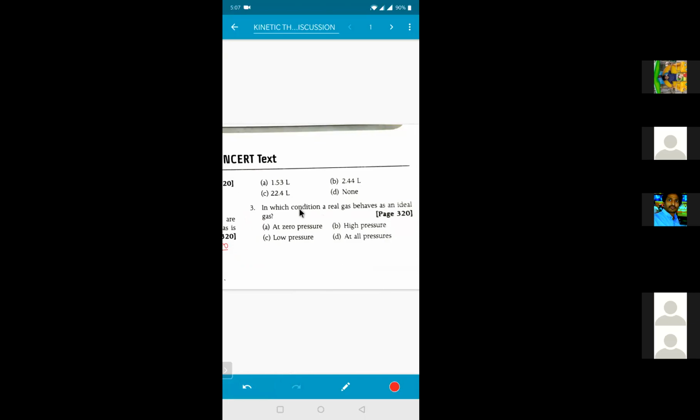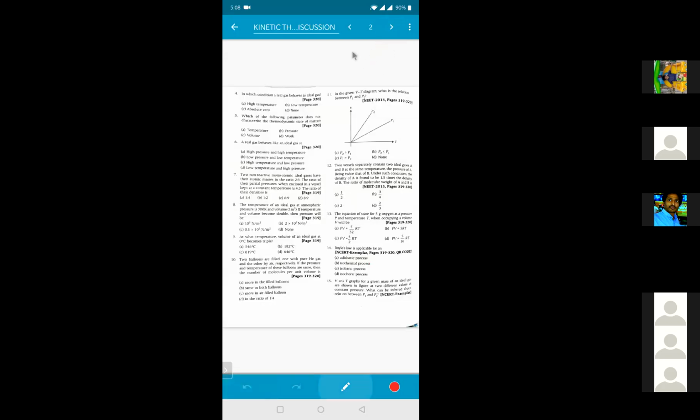Next one. In which condition does a real gas behave as an ideal gas? Anyone? A real gas behaves like an ideal gas at high temperature and low pressure. So it is at high temperature. Is there any high temperature? No, it is high temperature and low pressure. So obviously the third option will be the answer. In which condition does a real gas behave as an ideal gas? At high temperature and low pressure. Okay? Next one.